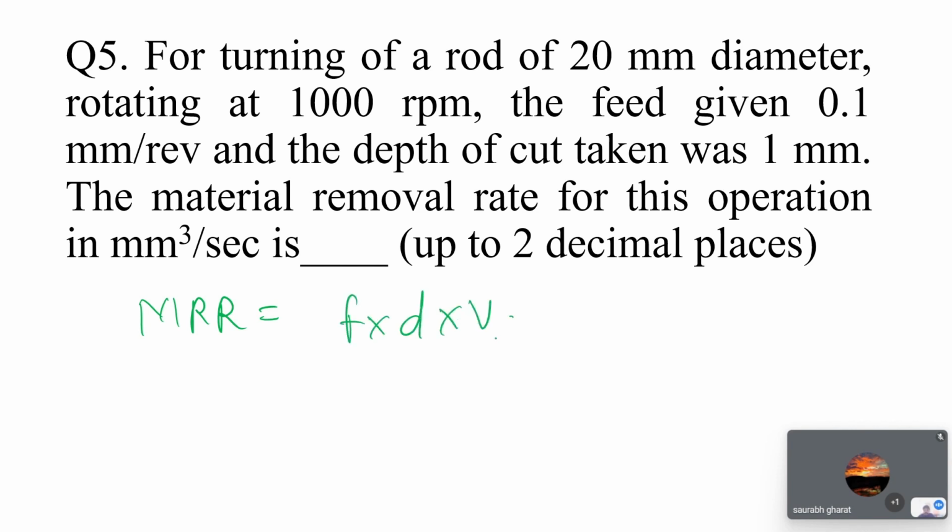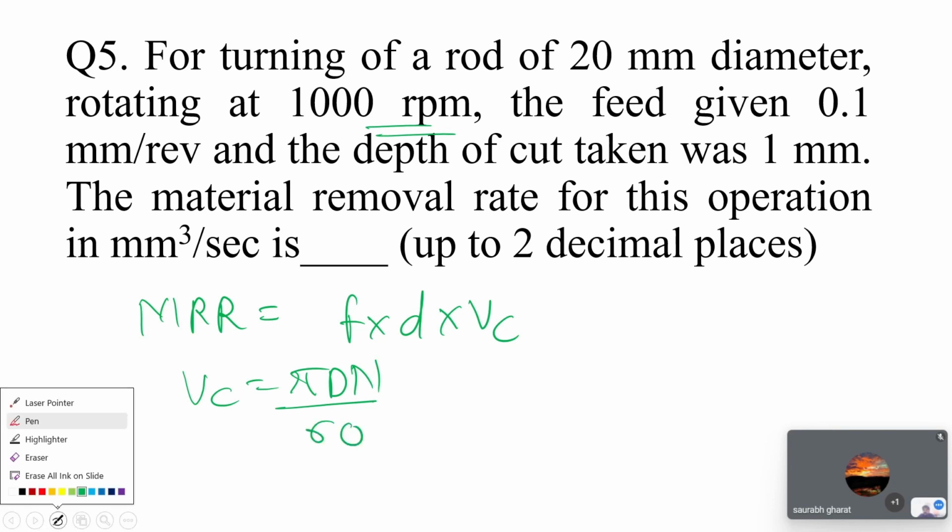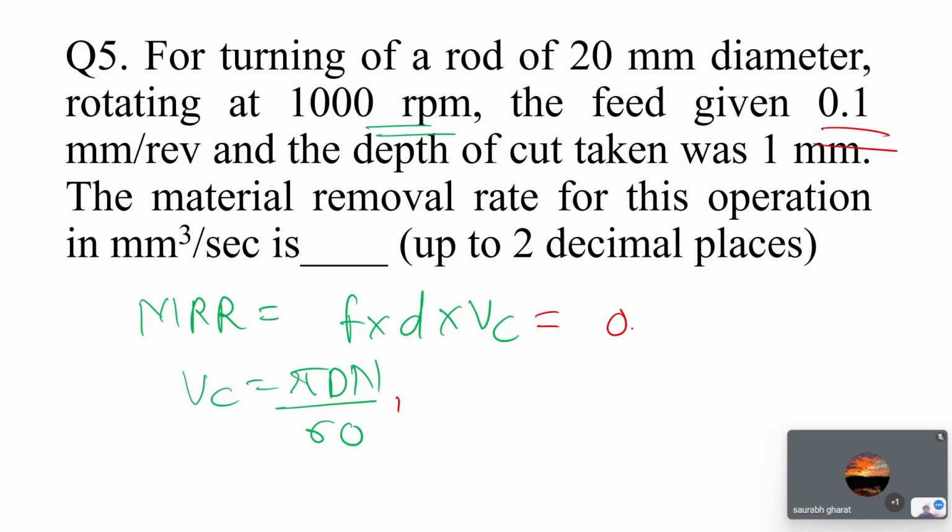The cutting speed is not given here. They are just giving the RPM, so you just need to convert your RPM into cutting speed. You know that VC is equal to pi D N by 60, because it is in minutes and is converted into seconds. So what is your MRR then? You have the feed directly given, 0.1, into d. What is your d? It is again given as 1. Depth of cut is 1.